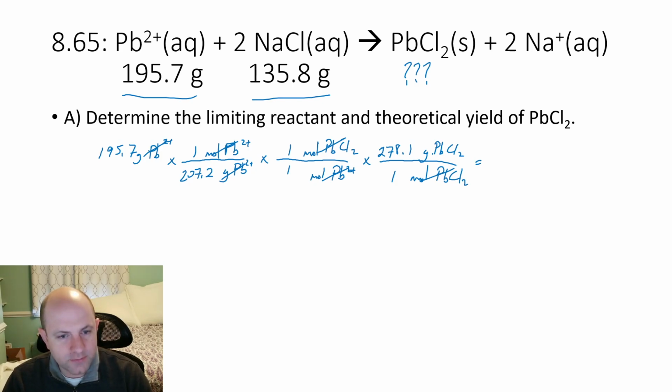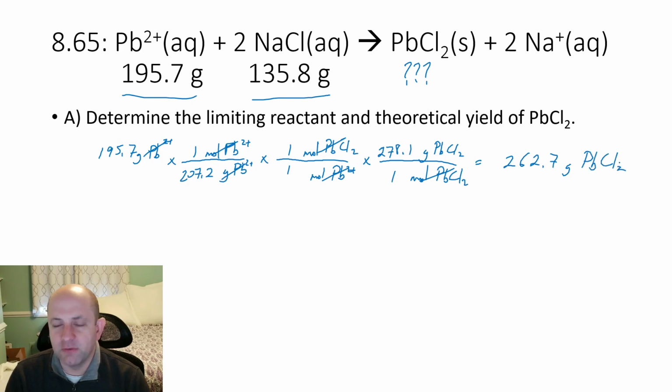195.7 divided by 207.2 times 1 for that middle fraction, so we can skip that, and then times 278.1, and we get 262.7 grams of lead chloride. Now that might be our theoretical, but we don't know because we have another given. We have to check both of them.